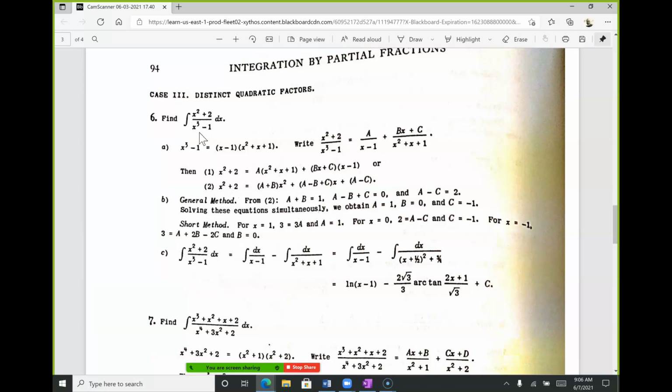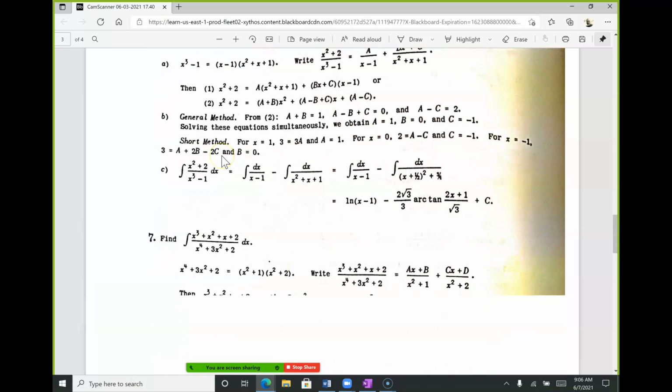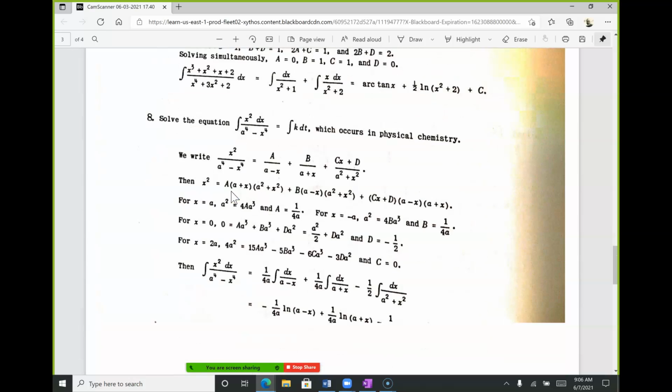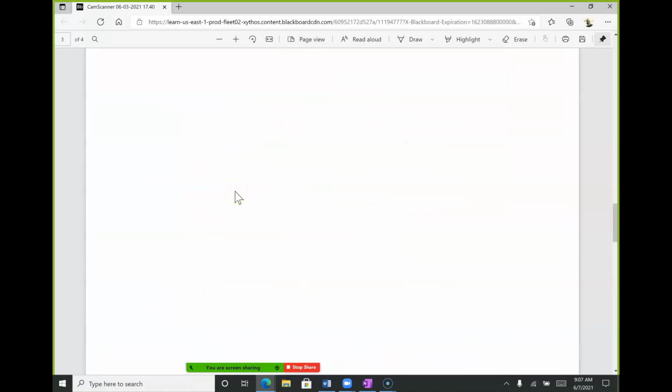I think there's one in WebAssign. Okay. So that's a little note in your formula sheet, right? For this. And then case four is you have repeated quadratic factors, non-factorable quadratic factors, but I'm not going to do case four. Okay. So lots of problems here in Shams, which is nice.